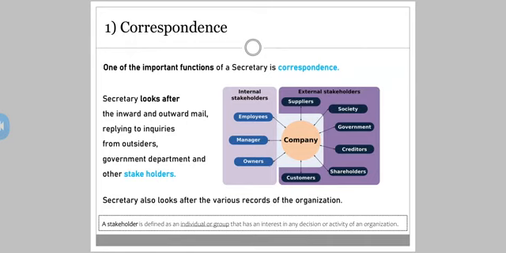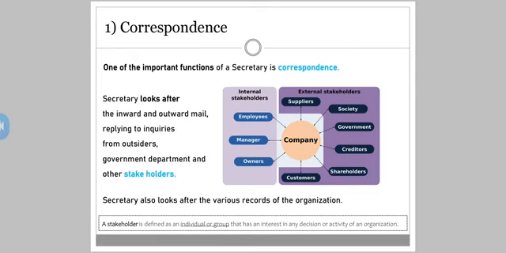Since we started learning this chapter, the most important part regarding the secretary we have learned is that the secretary does all the correspondence work. What is correspondence? Correspondence is nothing but written communication. So yes, one of the important functions of a secretary is correspondence, written communication. To have this written communication, there are different groups and members who are known as stakeholders.